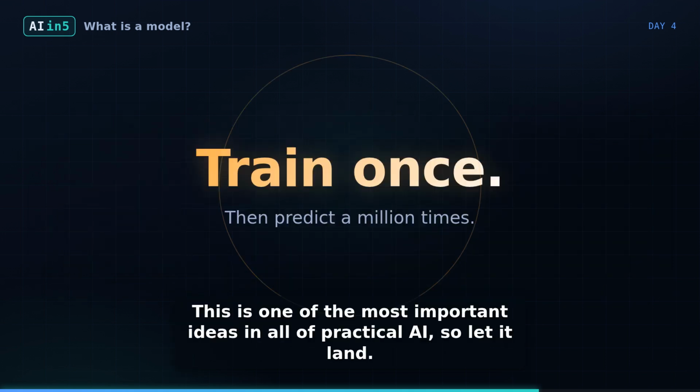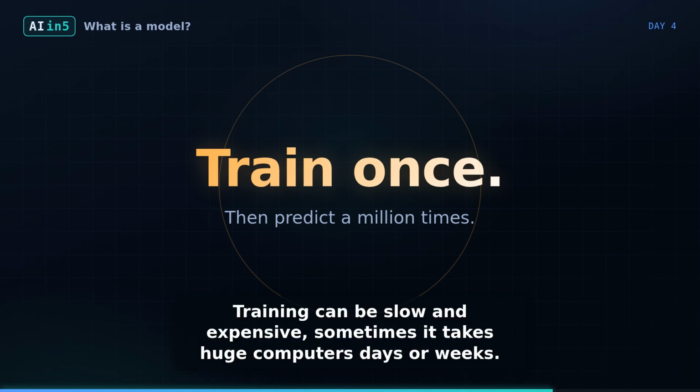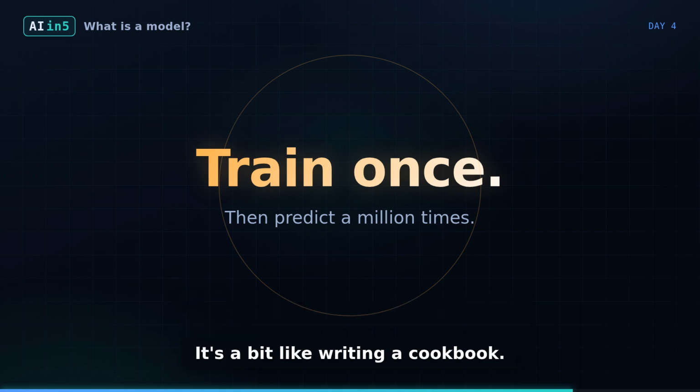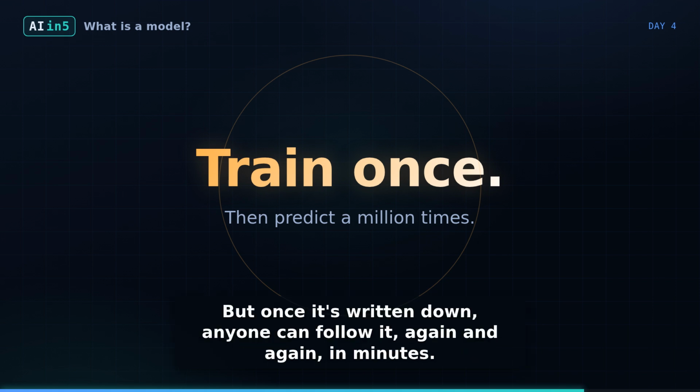This is one of the most important ideas in all of practical AI, so let it land. Train once. Predict a million times. Training can be slow and expensive. Sometimes it takes huge computers days or weeks. But the model that comes out the other end is cheap and fast to use, over and over. It's a bit like writing a cookbook. Developing the perfect recipe takes real effort, one time. But once it's written down, anyone can follow it, again and again, in minutes.